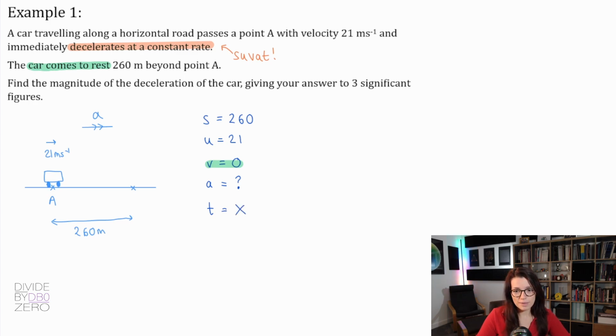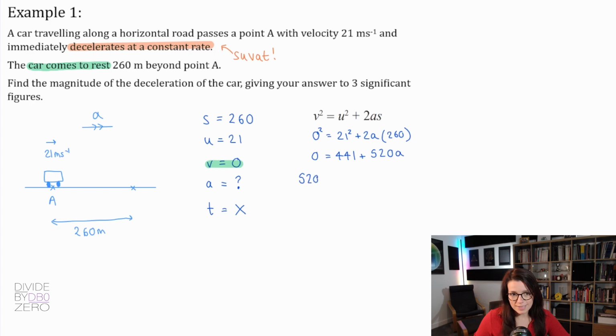Now we need to go to the formula book and find the suvat equation that does not reference T, and in this case, that is this one. V squared equals U squared plus 2AS, no reference to T. And then we can just sub in our values and work out A. So we've got 0 squared equals 21 squared plus 2 times A times S, which is 260. You can then expand and rearrange this. So you get 520A equals negative 441, means A is negative 441 over 520.